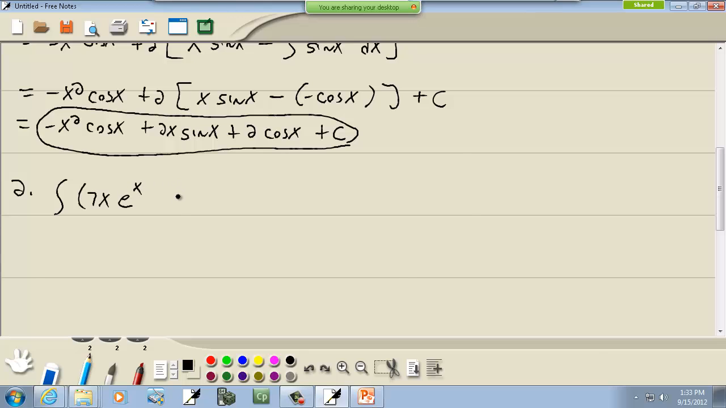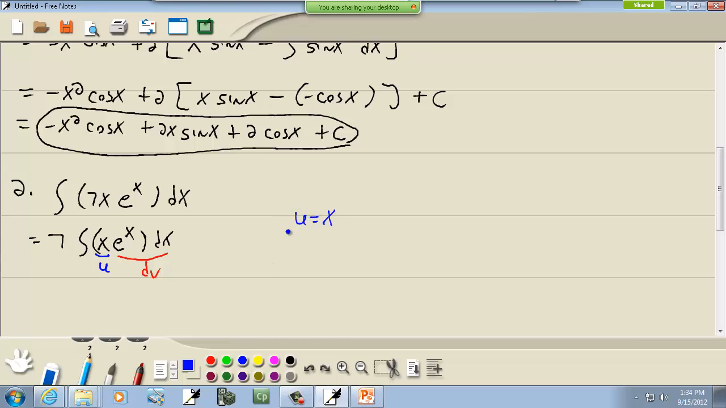7x e to the x dx. Now, always in deciding what to pick, that 7 I can put out in front, so I'm going to go ahead and do that and not even worry about it. And we've got x e to the x dx. Now, always deciding what u is going to be, u should be the one that will hopefully disappear or change significantly if you take the derivative of it. So our u is going to be x. Our dv is going to be e to the x dx.